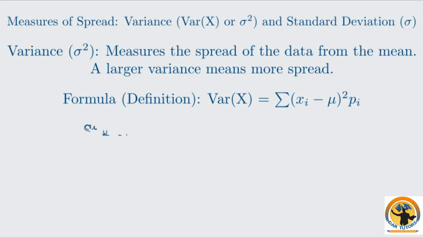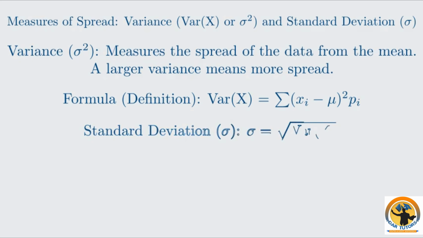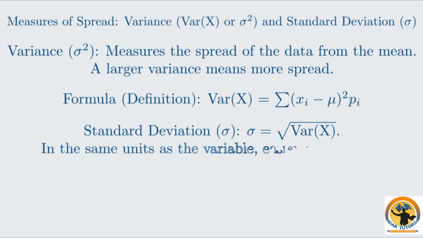The standard deviation, denoted by sigma, is simply the square root of the variance. Its main advantage is that it's in the same units as the random variable itself, making it easier to interpret. Like variance, a larger standard deviation indicates greater variability in the outcomes.